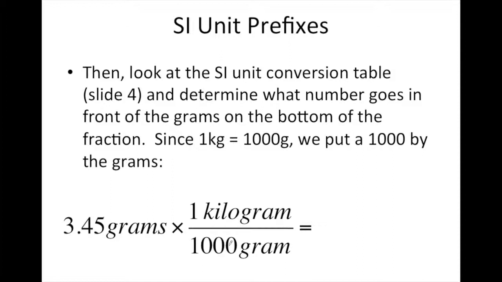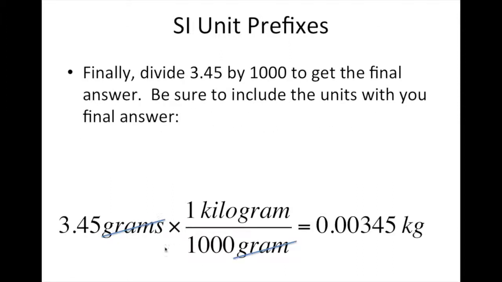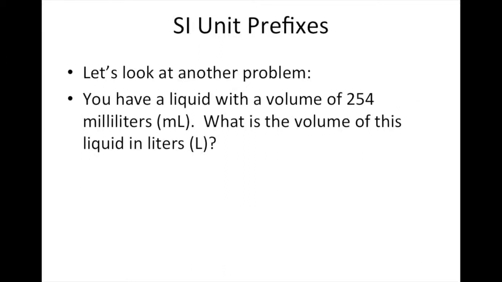Now I perform my math, and basically the units of grams cancel out, and I multiply 3.45 times 1 and divide by 1,000. I end up with units of kilograms, so my final answer would be 0.00345 kilograms. Always we want to put our units with a number. Don't ever not put down the proper units. So let's take a look at another problem, and hopefully this approach will become a little more clear.